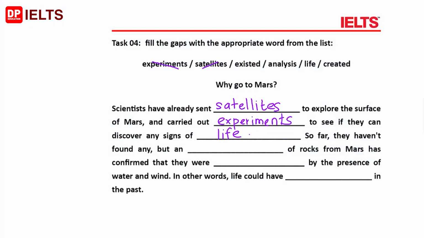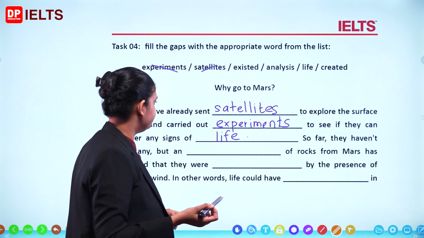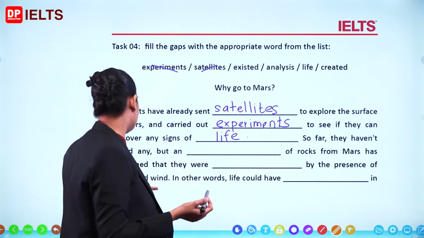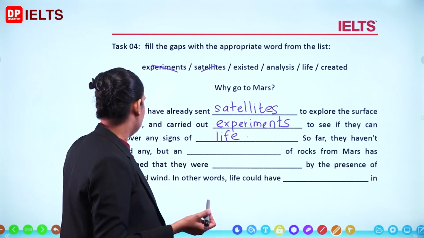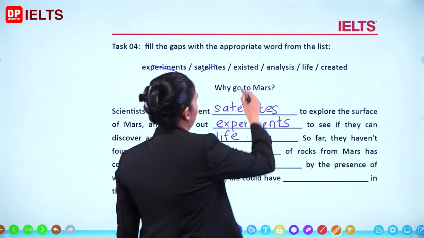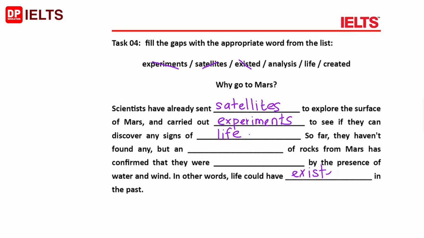So far, they haven't found any, but an analysis of rocks from Mars has confirmed that they were created by the presence of water and wind. In other words, life could have existed in the past. But now there are no animals or people on Mars.